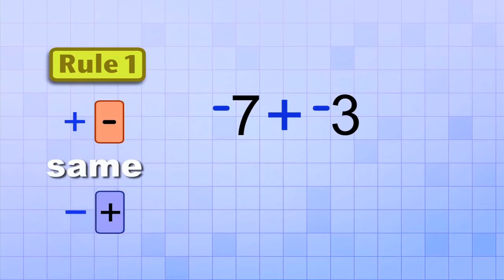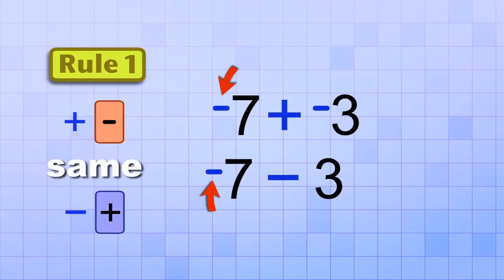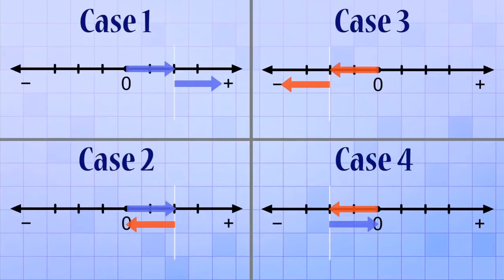So this problem could also be written like this, negative 7 minus 3. But either way it's written, in this case, you're starting with a negative number and making it even more negative. And because of that, you know that your answer will always be negative for case 3, since you stay on the negative side of the number line.